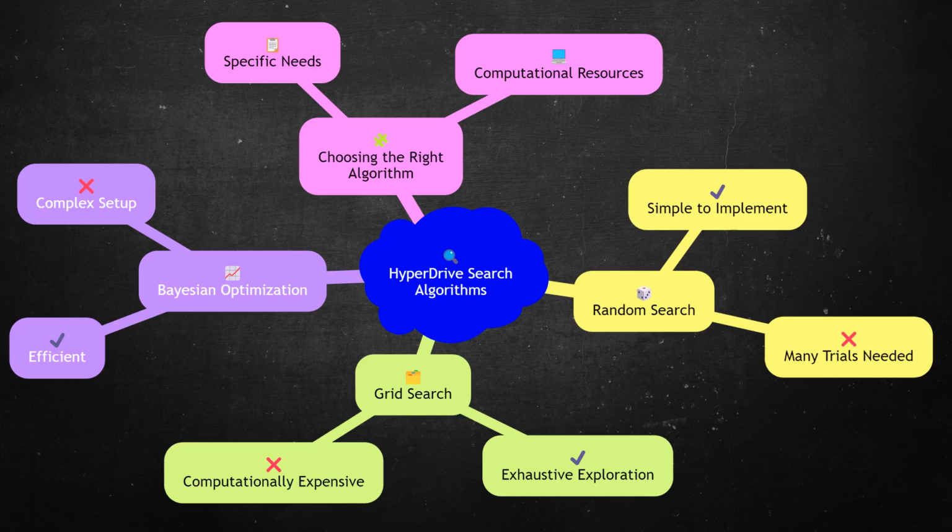Hyperdrive supports several search algorithms, each with its own strengths and weaknesses. Random search randomly samples hyperparameters from the search space and is simple to implement, but may require many trials to find optimal settings. Grid search exhaustively explores all possible combinations of hyperparameters, but can be computationally expensive. Bayesian optimization uses past evaluation results to inform future searches, making it more efficient, but also more complex to set up. Choosing the right algorithm depends on your specific needs and computational resources.